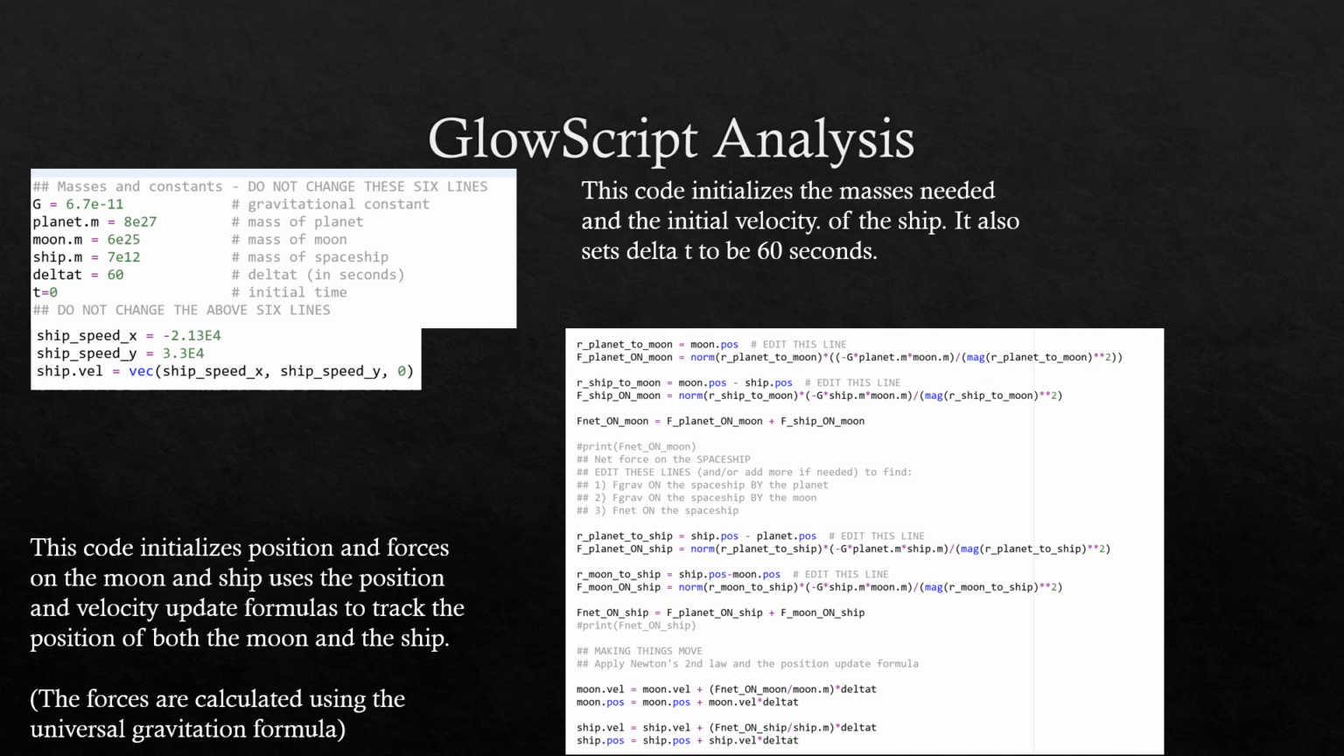In the second part, we used the top code to initialize some of our constants, and we set our initial velocity for our ship. The bottom code initializes the position and forces on the moon and ship and uses the position and velocity update formulas to track the position of both the moon and the ship. The forces are calculated using the universal gravitation formula.